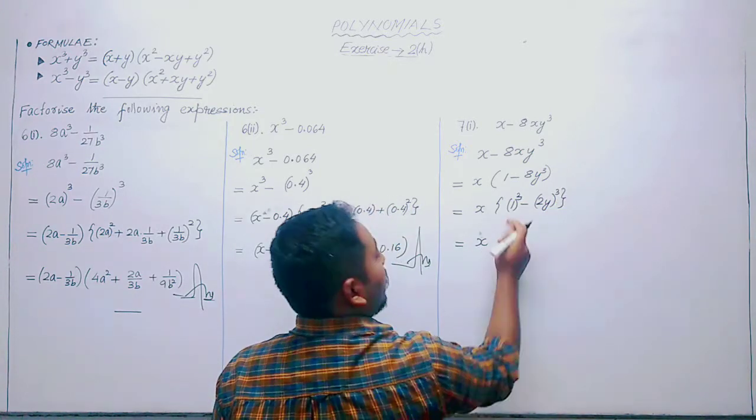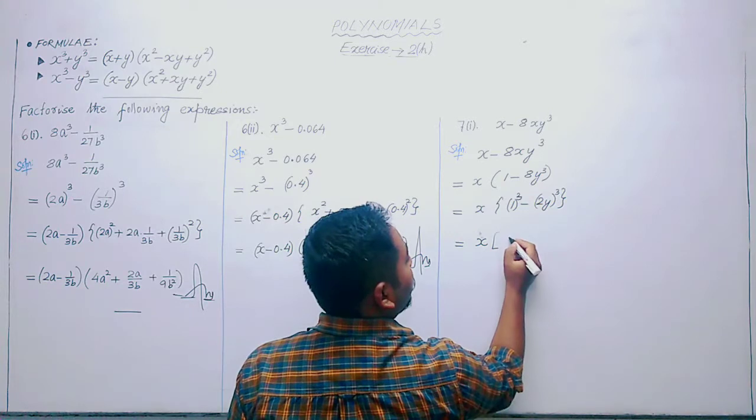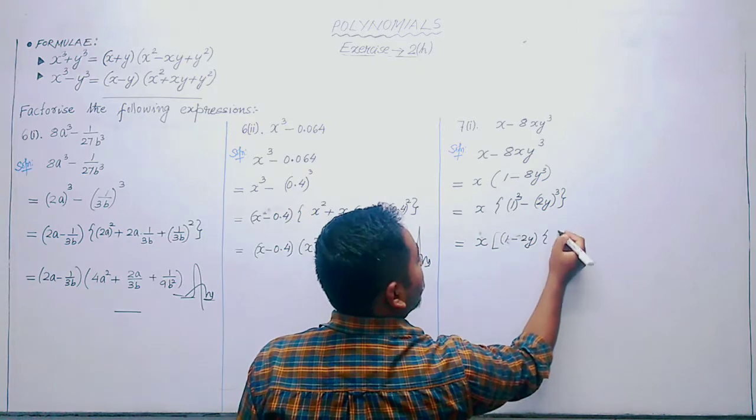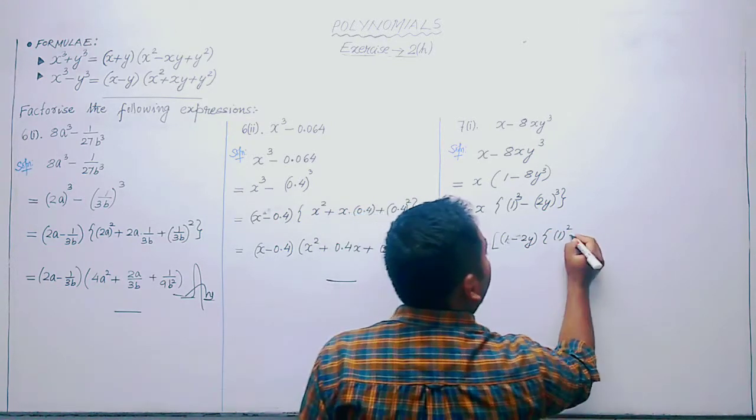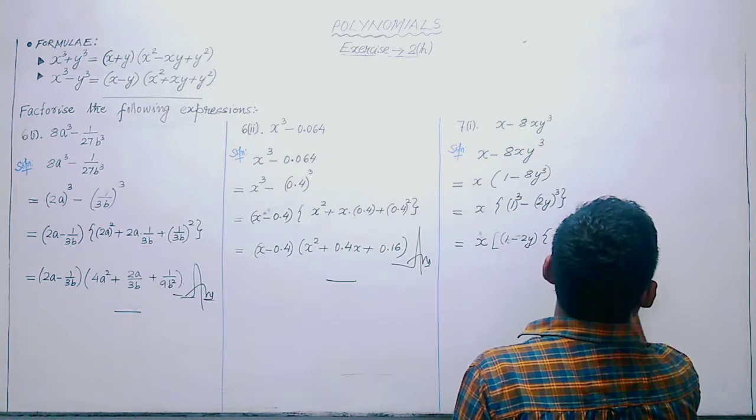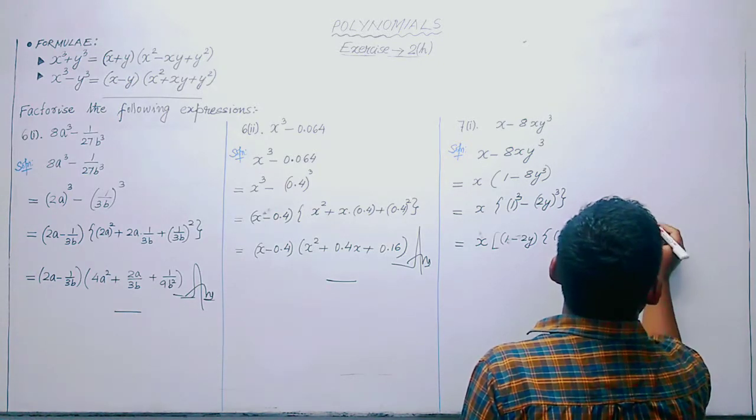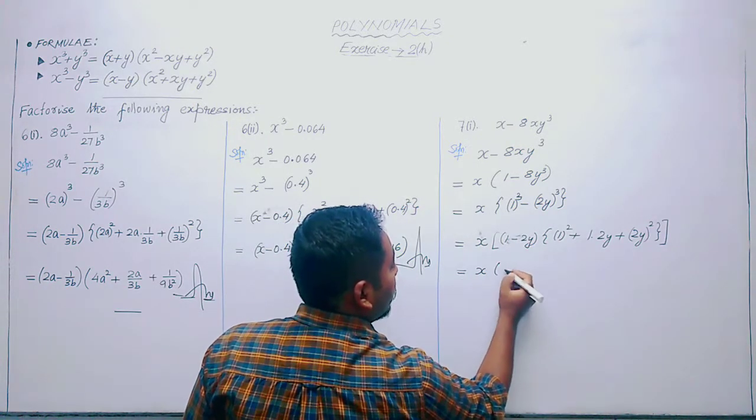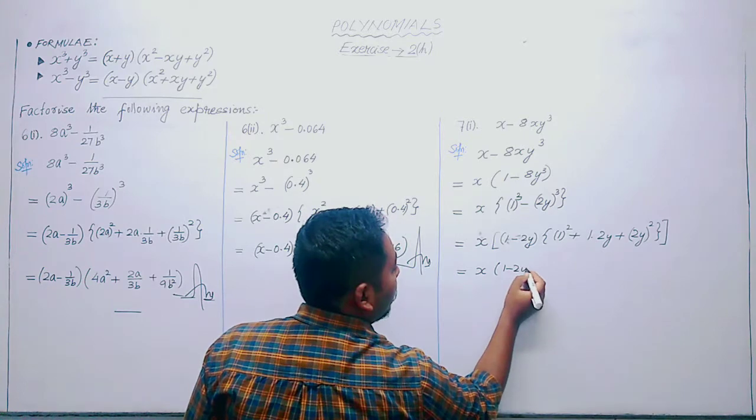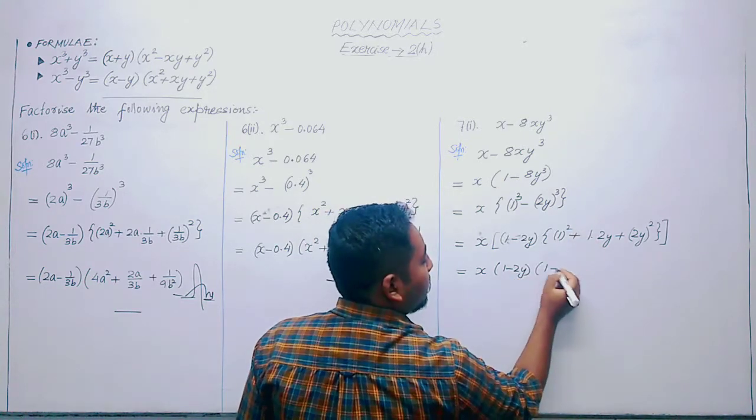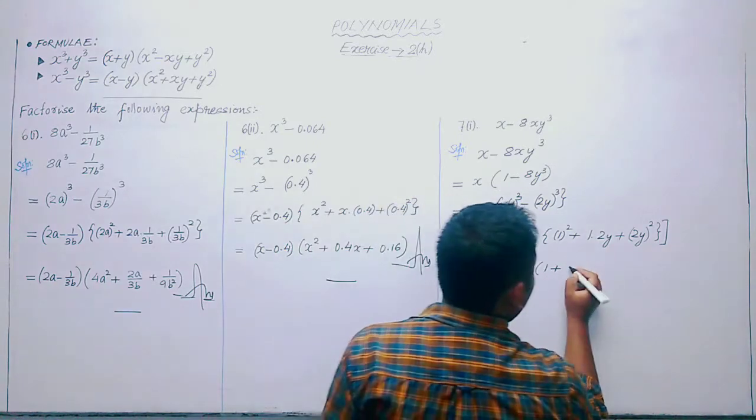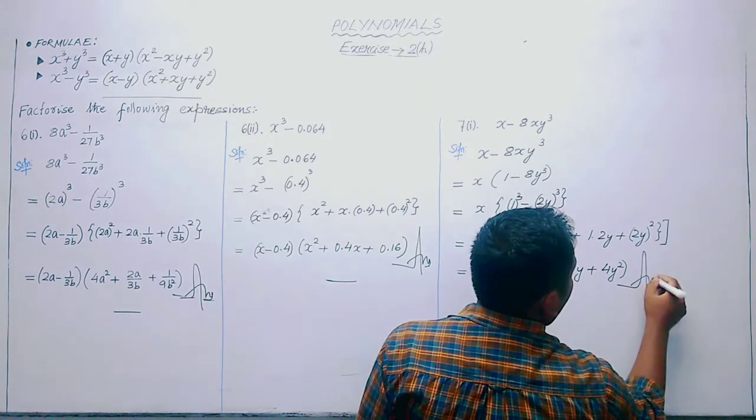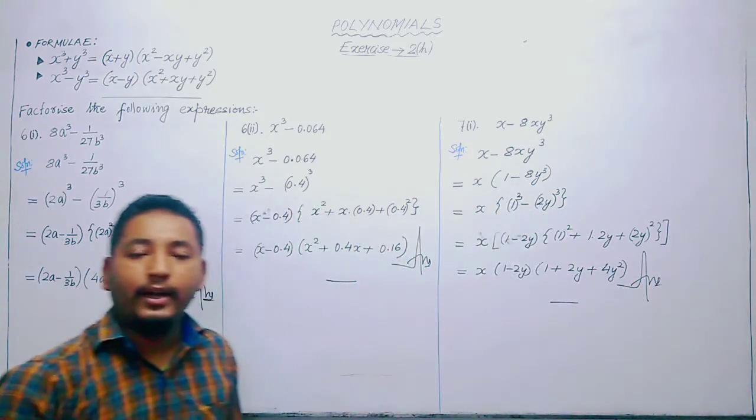Let us write down 1 cube. x cube minus y cube will give you (x minus y) times (x square plus x into y plus y square). Now let us simplify it. 1 minus 2y, then 1 square means 1, 1 into 2y will give you 2y, plus 2 square is 4y square. This is the required answer.